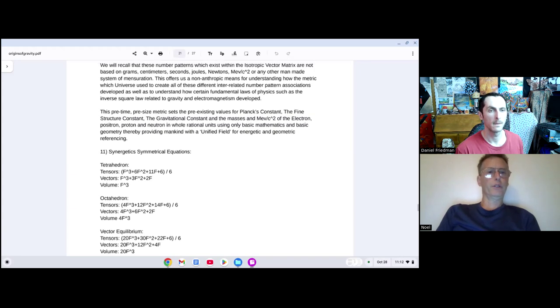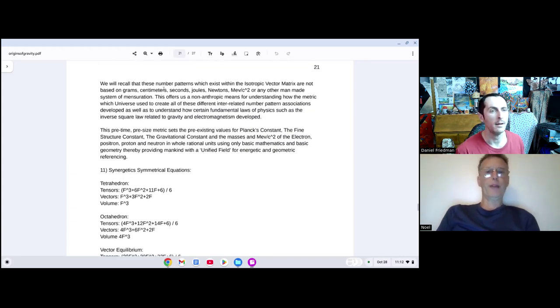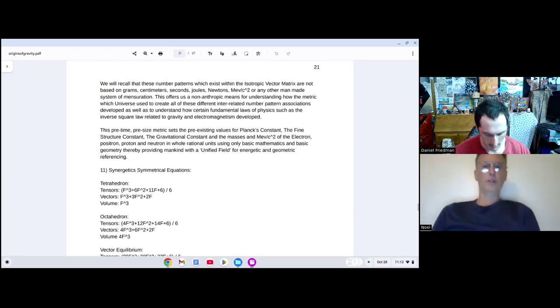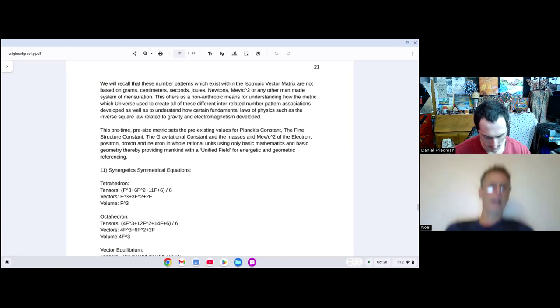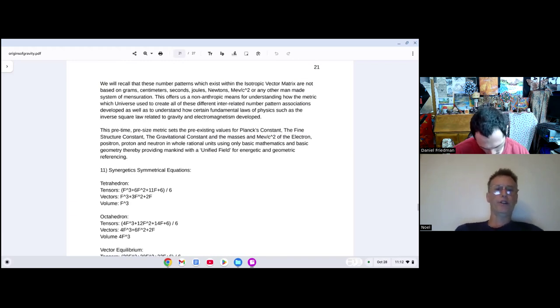I'll just read this in. So we will recall that these number patterns which exist within the isotropic vector matrix are not based on grams, centimeters, joules, seconds, newtons, MeV squared, or any other man-made system of mensuration. And so this offers us a non-anthropic means for understanding how the metric which the universe used to create all these different interrelated number pattern associations developed, as well as to understand how certain fundamental laws of physics, such as the inverse square law related to gravity and electromagnetism, developed.